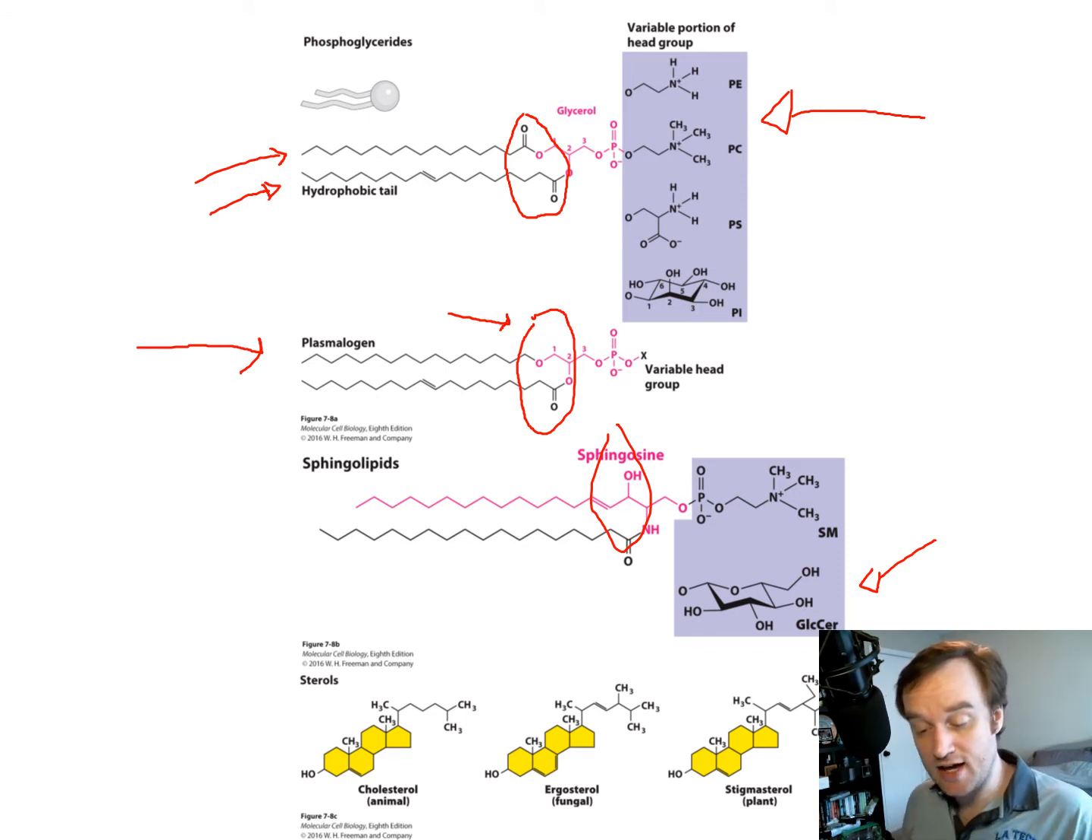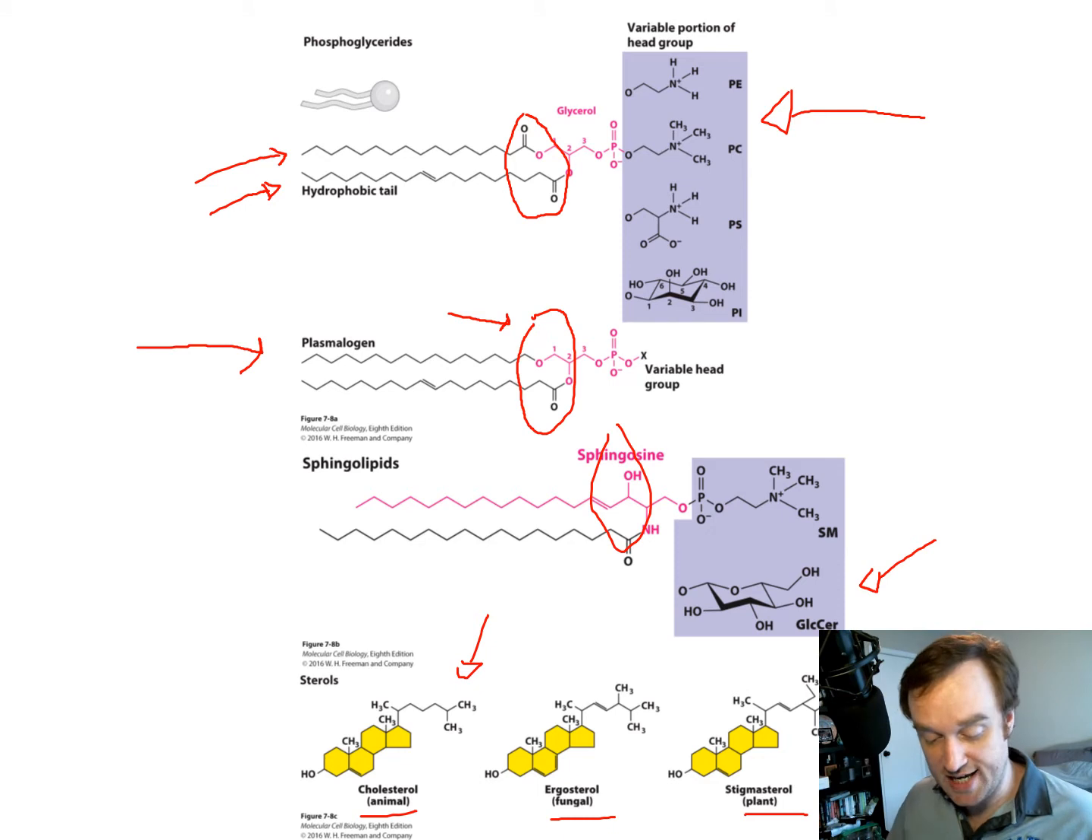In animals, we have cholesterol. In fungi, we have ergosterol. And in plants, we have stigmasterol. So here we have cholesterol, ergosterol, and stigmasterol. These sterols have an amphipathic structure where the head group is a single polar hydroxyl. Where's my marker? Here we go. And it's conjugated to a 4-ring hydrocarbon and a short hydrocarbon chain.